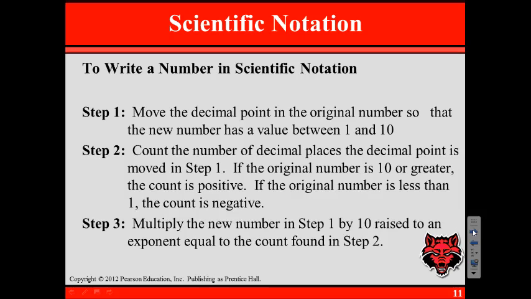Step 2, we count the number of decimal places that the decimal point is moved in step 1. If the original number is 10 or greater, so we have a number larger than 10, then we say that we have a positive exponent. If the original number was less than 1, then we would have a negative exponent. And the last step, we multiply the new number that we found in step 1 by 10 raised to the power we found in step 2.